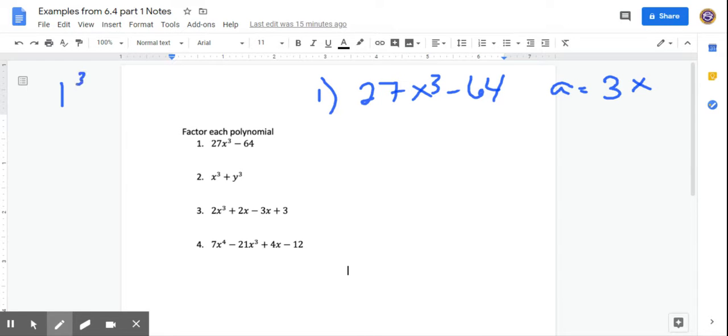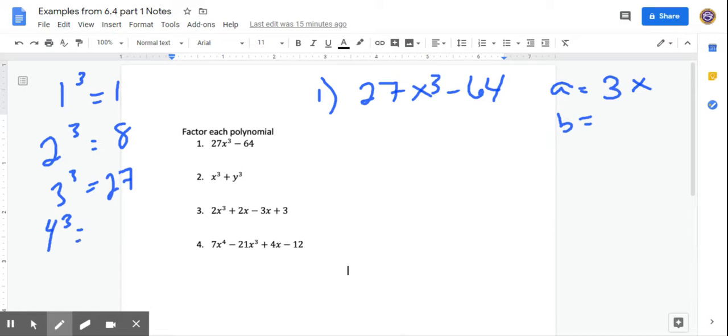Might be a good idea when you're doing this to remind yourself what these cubes are. So 1 cubed is 1, 2 cubed is 8, 3 cubed, 27. So that's why we take the cube root, so it's 3 and then just x, because this is an x cubed. And then b is the cube root of 64, so let's go back over here. 4 cubed is actually 4 times 4 times 4. 4 times 4 is 16, times 4 is 64, so that means b is 4.